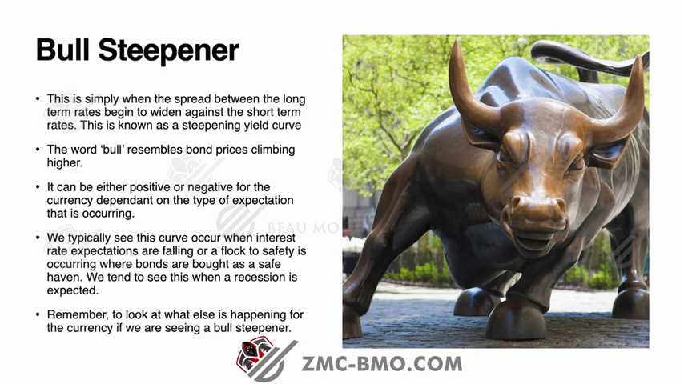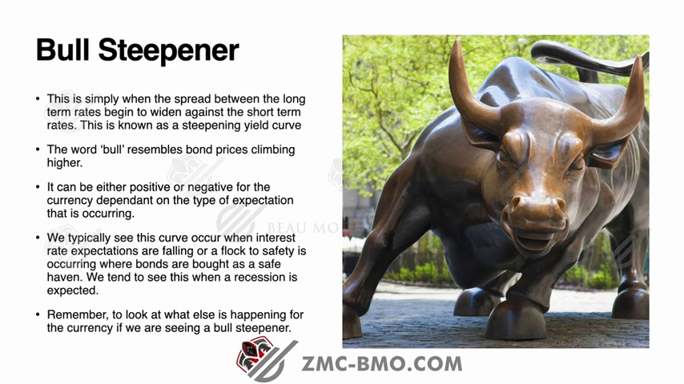So they tend to buy the lowest maturity that they deem fit, and that just creates that bull steepener. So with the buying of bonds, the 2-year yield falls faster than the 10-year yield, and that's what a bull steepener is. Remember to look at what else is happening for the currency if we are seeing a bull steepener. Why are we seeing a bull steepener? That's the question you have to ask yourself.